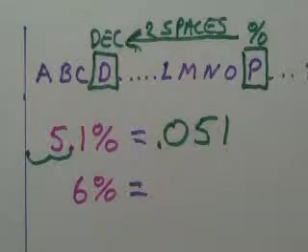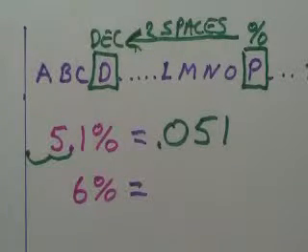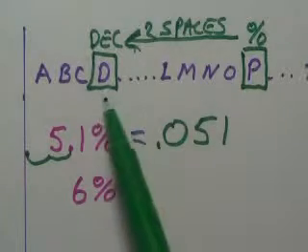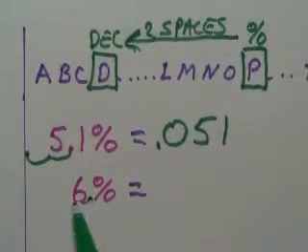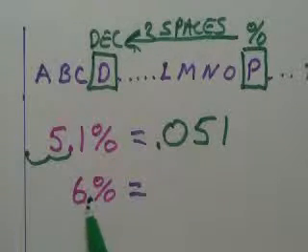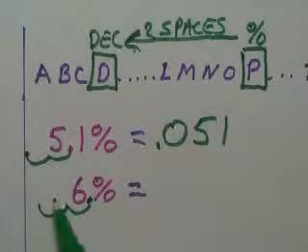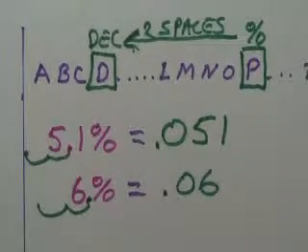Next is 6%. Change 6% into a decimal. Okay, for percent to decimal I'm going to have to move the decimal this direction, to the left. Well, here's the decimal right there. In case you don't know, it's always to the right of a number. So I need to move it over 2 spaces. If I do that, I'm going to have to plug a 0 in there. So it's 0.06.